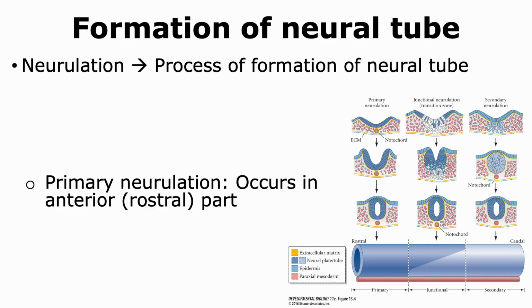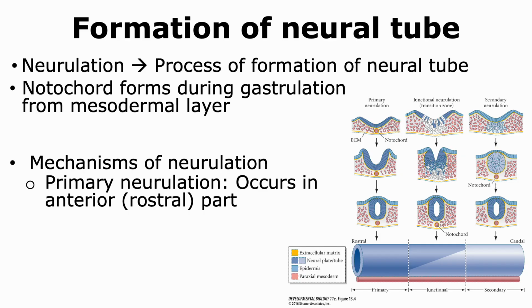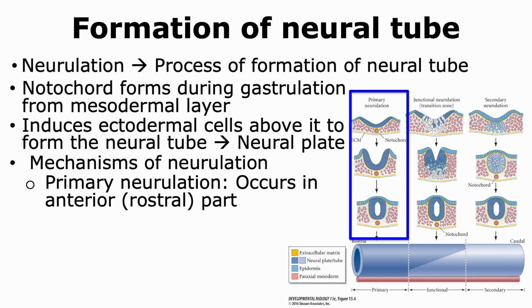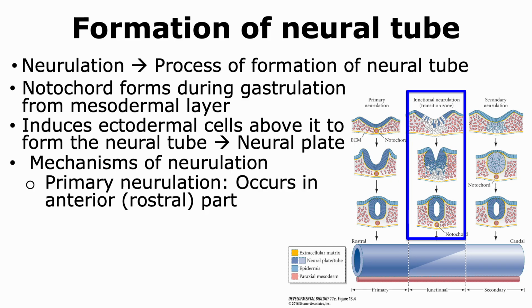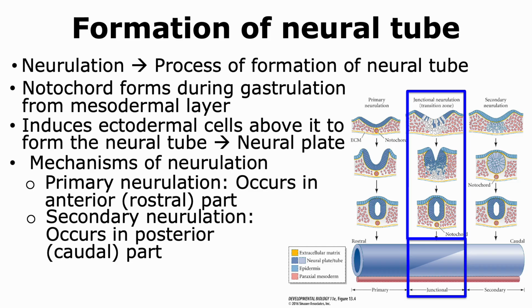The first mechanism of neurulation is called primary neurulation, and this occurs in the anterior part or the rostral part of the neural tube. The second mechanism is called secondary neurulation, and this occurs in the posterior end of the neural tube or the caudal part of the neural tube. The third mechanism is called junctional neurulation, and junctional neurulation occurs at the boundaries of primary and secondary neurulation, so it is usually observed somewhere in the middle of the neural tube.